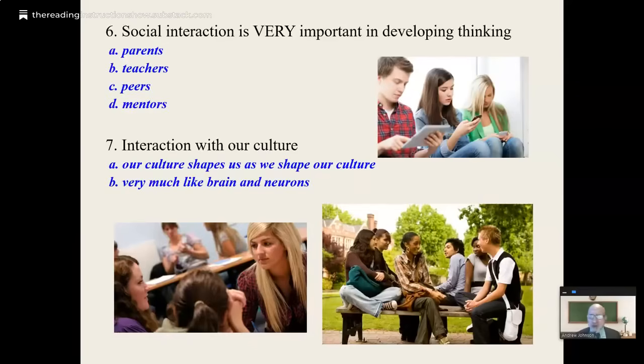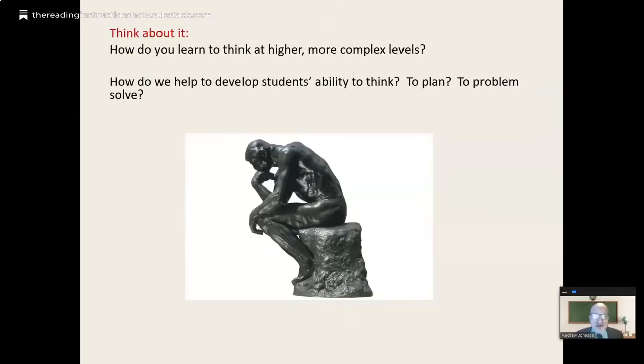Interaction with our culture. Our culture shapes us, our way of thinking and seeing the world. Very much like the brain and neurons. As we interact with the world, our brain is shaped, our neural pathways get interconnected. As we interact with our culture, we shape our culture, the broader culture, but also the culture around us, and our culture shapes us. So think about this. How do you learn to think at higher, more complex levels? And how do we develop students' ability to think, to plan, to problem solve?